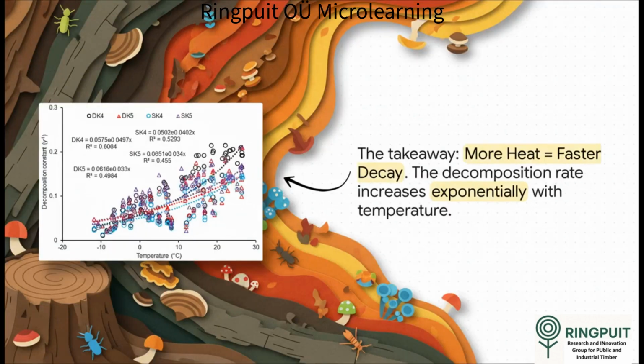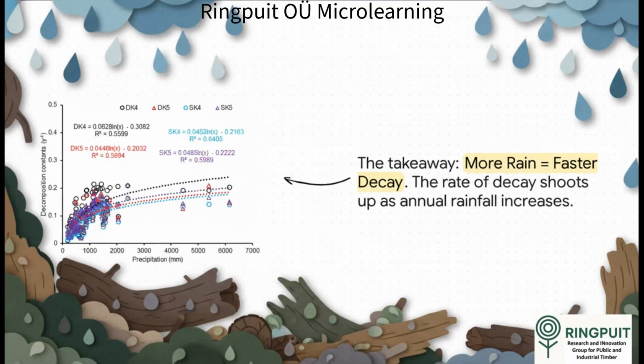So here's takeaway number one, and it's a big one. More heat equals faster decay. Simple as that. But it's not just a straight line. The rate actually increases exponentially. That means even a small bump in temperature can dramatically speed up the little biological engines of those fungi and all the other decomposers.